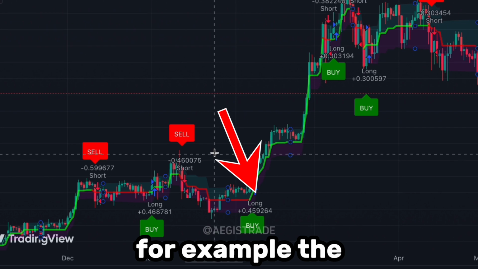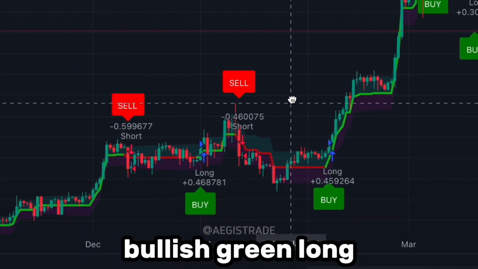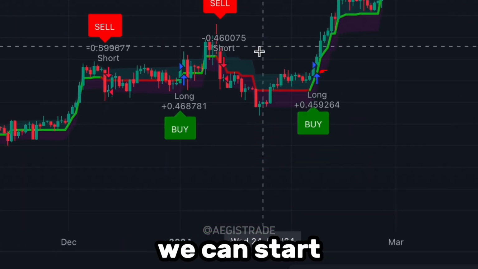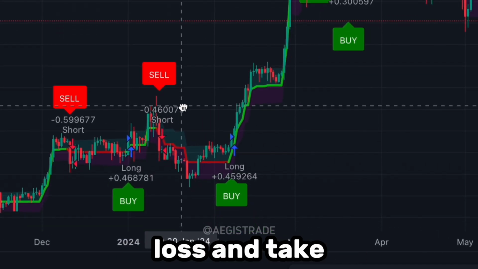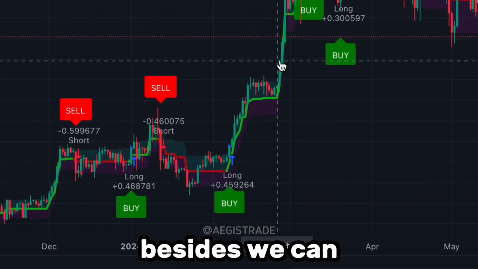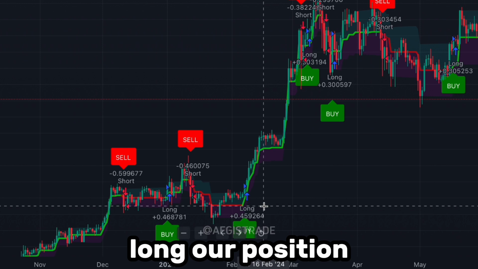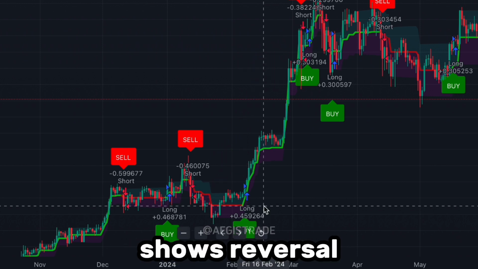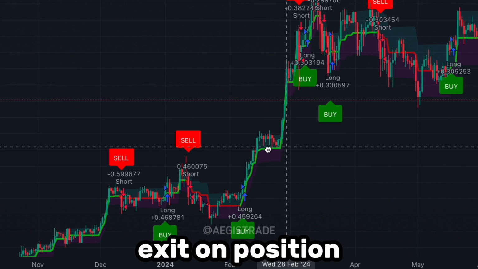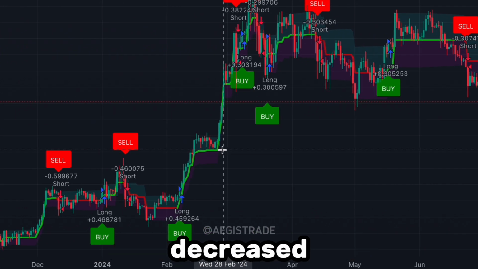For example, the chart shows a bullish green long signal. Basically, we can start to plan for our trade at this position with relevant cut loss and take profit points. Besides, we can hold our long position until our target price. When the graph shows a reversal, we can start to plan for an exit on the position as momentum has decreased.